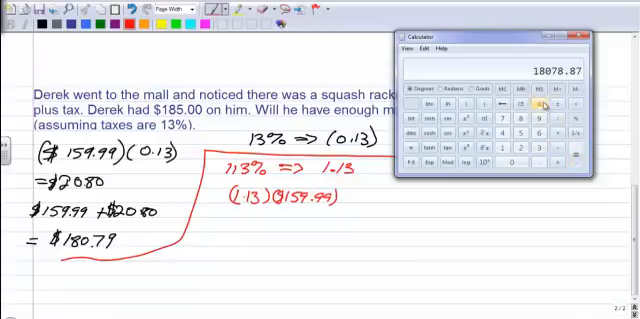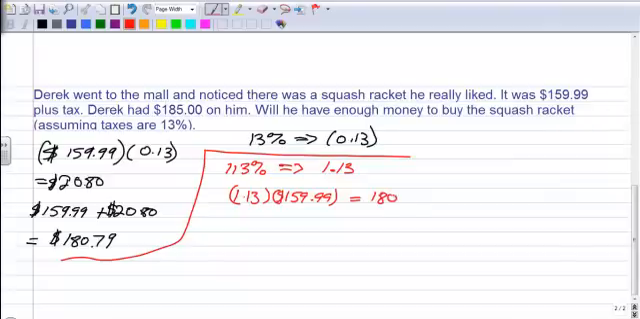When we do that, see, I forgot to put the decimal in there, so we'll try that again. 1.13 multiplied by 159.99, and we're going to be left with 180.79. That is the exact same value that we had before. So either way you do it, it'll work. But this is one step versus the two steps on this one. Either way it works, but I find that this side here is much easier.